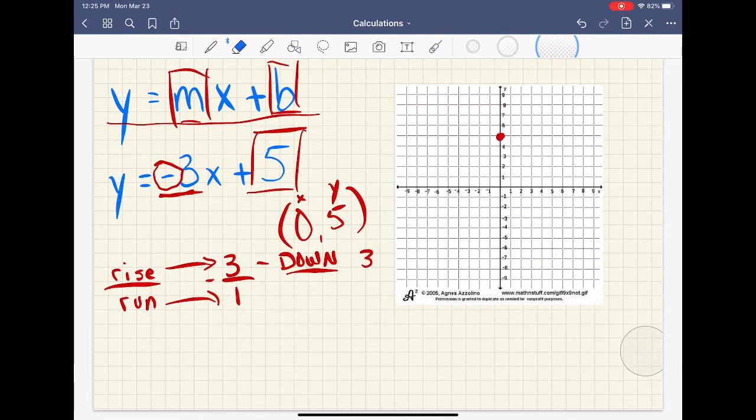And you don't even need to know that to plot the graph of this equation. It's just helpful to know to check your work later on. So we know rise over run, we're now going down 3, and we are still going over 1, and that is over to the right.